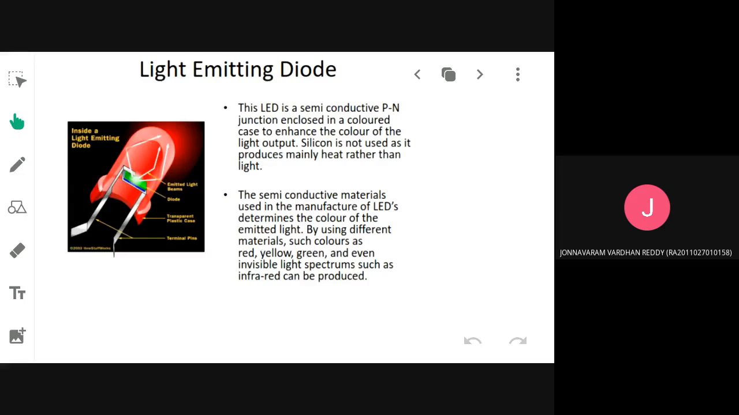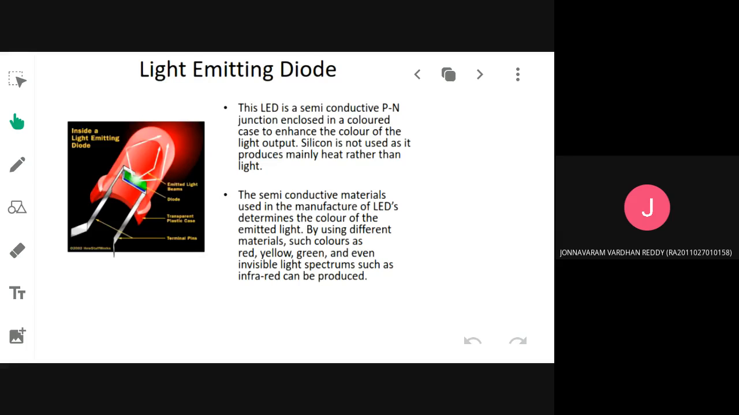No, it is not silicon or germanium, because silicon and germanium have a low energy barrier. So you cannot use silicon or germanium here for the light emitting effect. You have to go for a different type of material. You will be using gallium nitride, gallium arsenide. So depending upon what material you use, the color will differ.